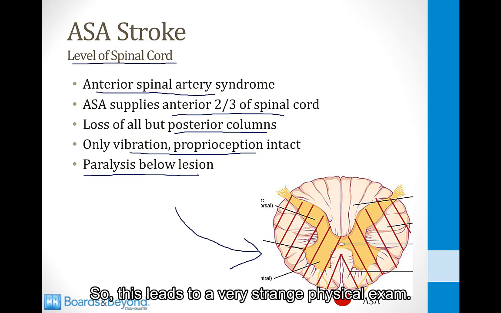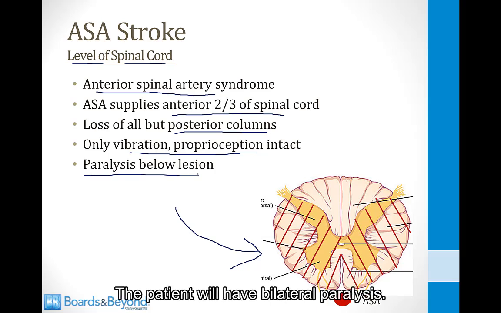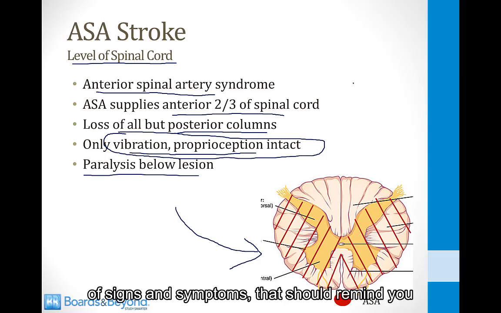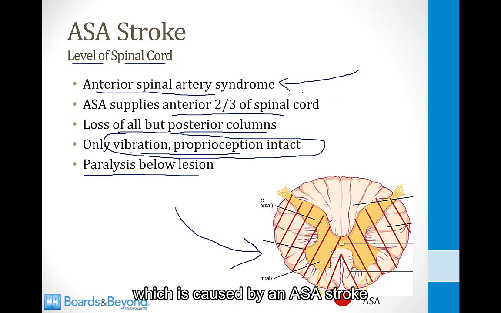So this leads to a very strange physical exam. The patient will have bilateral paralysis. They will have decreased sensation below the level of the lesion except for vibration and proprioception. Those will remain intact. So if you see that strange constellation of signs and symptoms, that should remind you of the anterior spinal artery syndrome, which is caused by an ASA stroke at the level of the spinal cord.